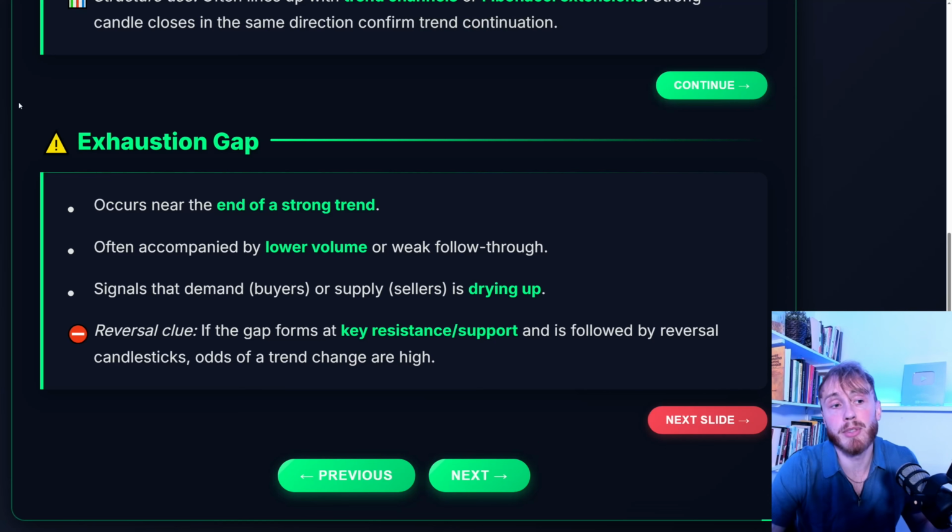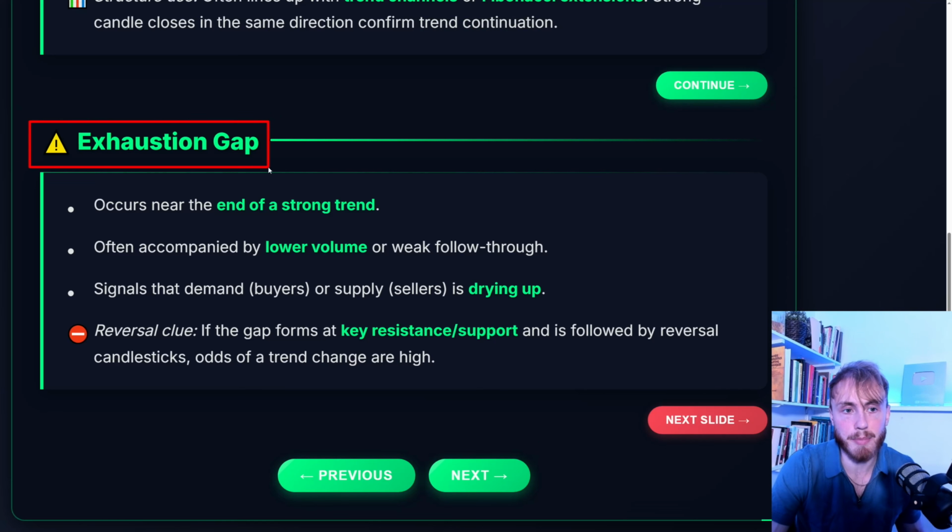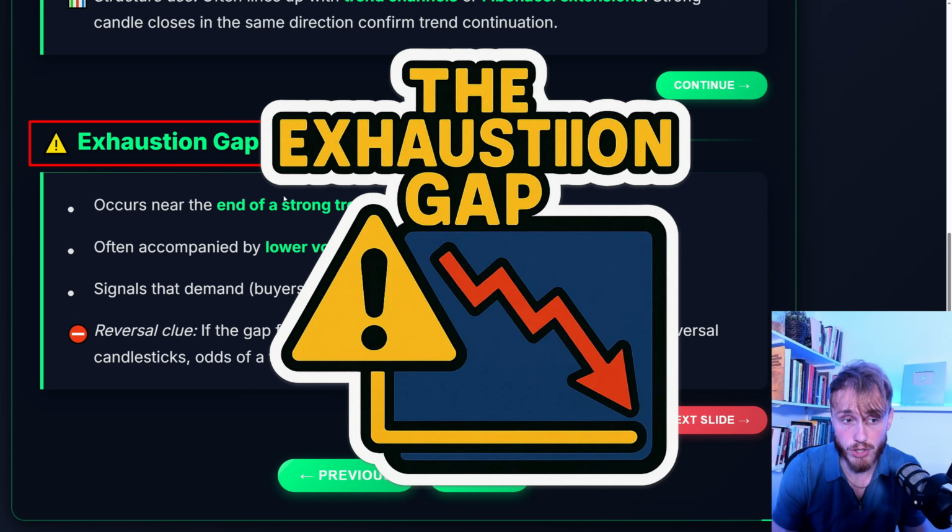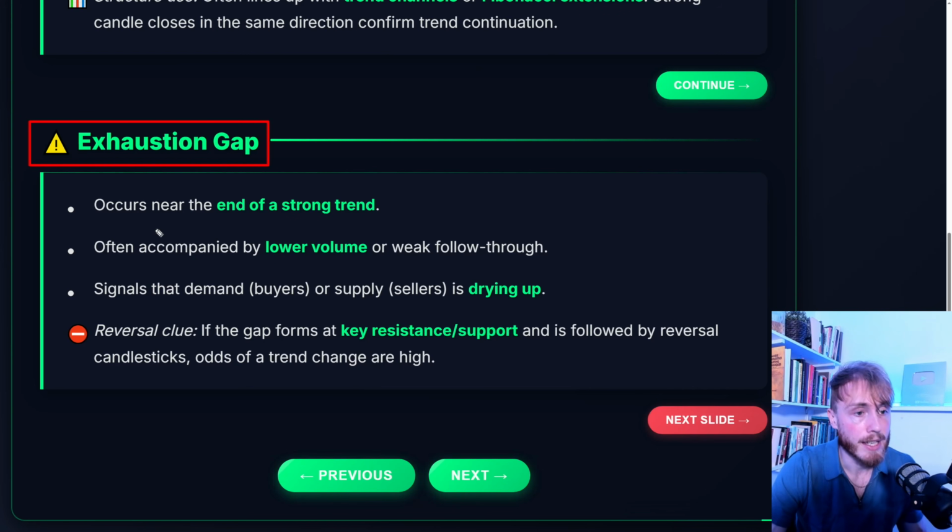All right, so last but definitely not least, this is a gap you need to know about, and this is the exhaustion gap. So this is a gap that occurs near the end of a strong trend. And remember, what makes a gap strong is things like high volume and so on. So when we are talking about the exhaustion gap, we're actually looking out for low volume, and we're looking out for another opposite of the breakaway gap, and that is weak follow through.